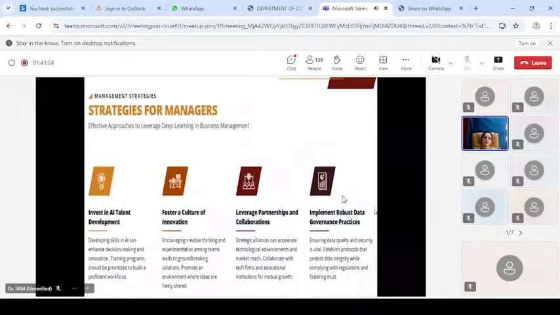Then strategic alliances, partnerships, collaborations, all these can accelerate technological advancements and expand market reach. Now, by partnering with tech firms and educational institutions, businesses can gain access to expertise, resources as well as innovative solutions. Right? How do these partnerships help? They can foster mutual growth. Yes, you grow, I also grow. And it helps organizations stay ahead of the curve in the rapidly evolving field of DL.